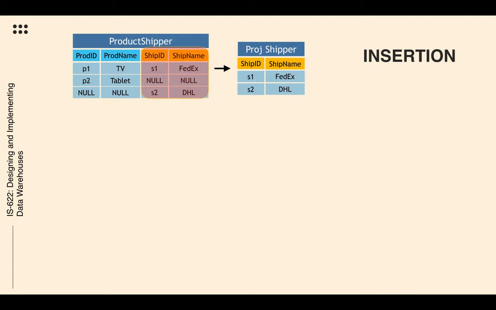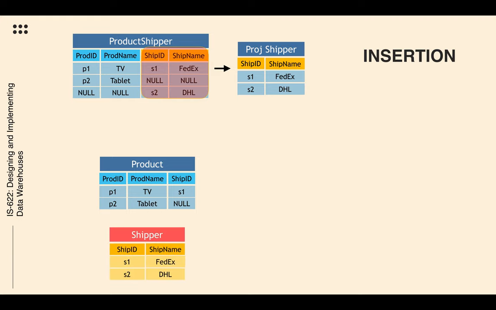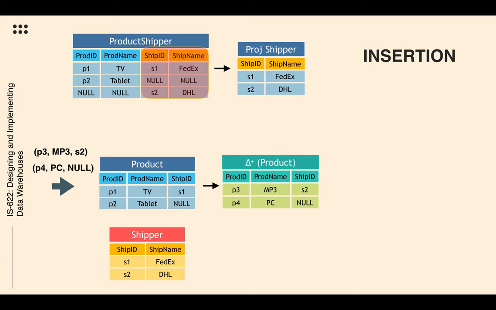Let's talk about the first operation, which is the insertion operation. So now let's suppose we created the projection for the shipper from the view called product shipper. And then we have the original tables, remember the product and the shipper tables. And we have the operation where we are trying to insert two new items. One of them is P3, MP3 and S2, and the other one is P4, PC, and I don't have a shipper for it, which is why I put null. So I'm trying to add this over here. What do I do first? You remember the same thing. I create a projection. In that projection, I will include those records which I'm trying to add. It's a delta plus.